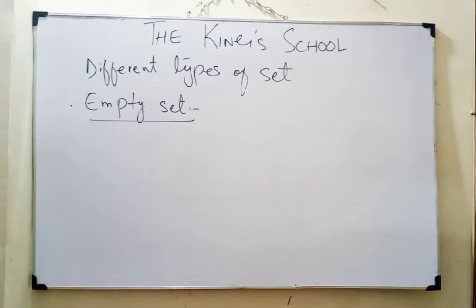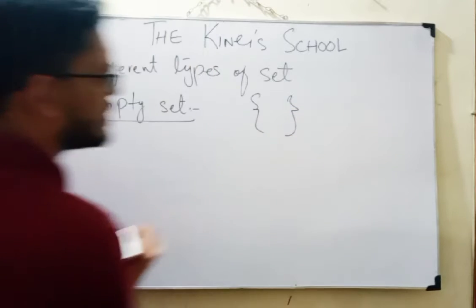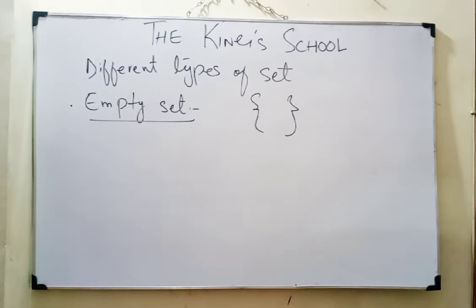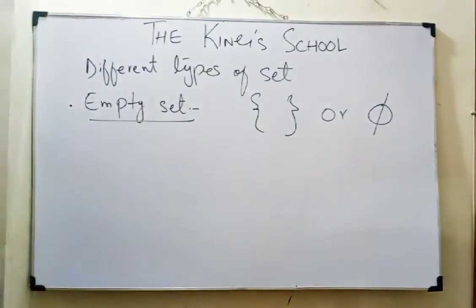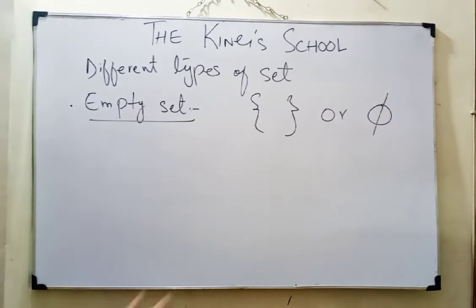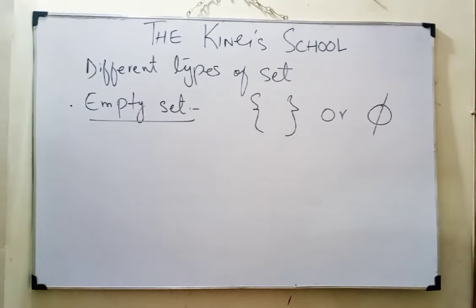What is an empty set? An empty set is also called a null set. It has no element, and we represent this set as two empty curly brackets, or we can also represent this set by this symbol. It represents that it has no element. That's why we call it an empty set.